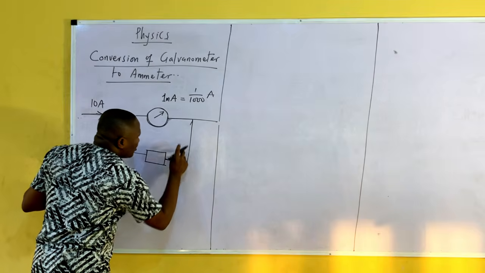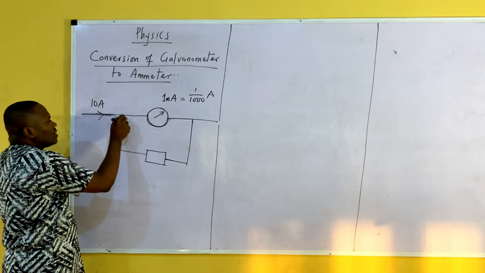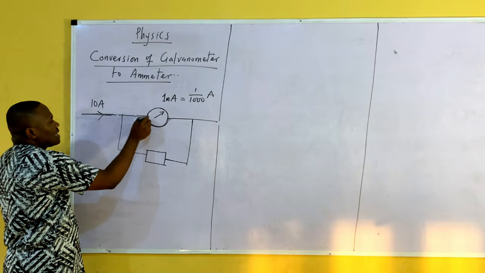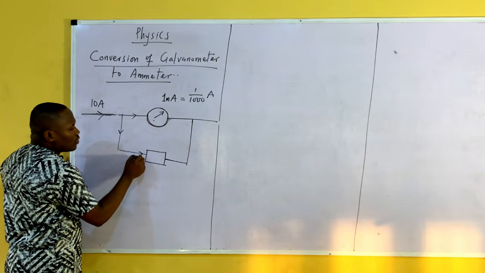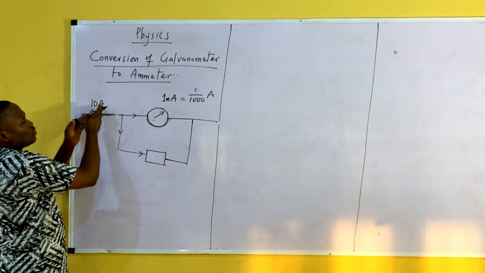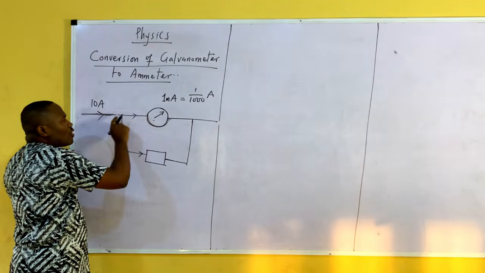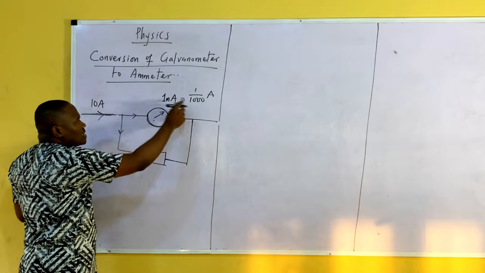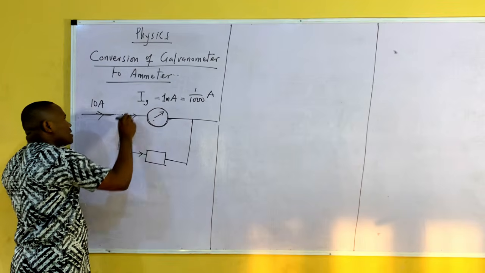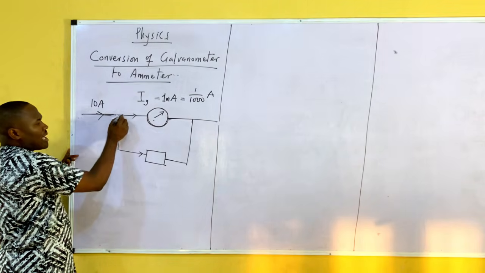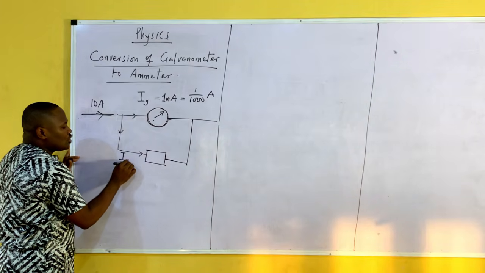Why connect in parallel to the galvanometer? So that at this junction, the current that this can read will go in, while the remaining current will come here. So I have been able to break this 10 ampere into two. I have a particular current coming in here, which is called the current of the galvanometer. Then the one that is coming here is called the current of the shunt.